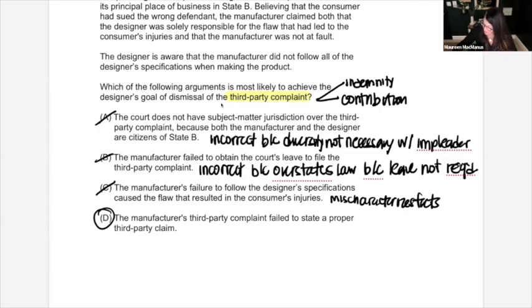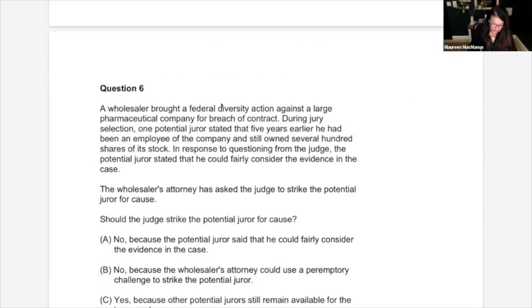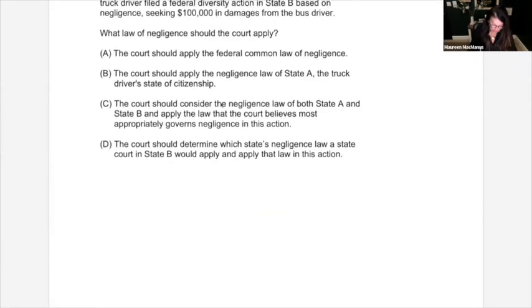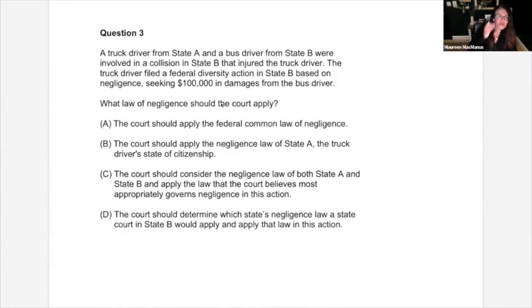All right, now we are going to go ahead on some of the lesser frequently tested topics. So we're going to look at law applied by federal courts, jury trials, appeals, and then verdicts and judgments last. So you're going to go down to question 3. Here it says, what law of negligence should the court apply? So that is a big hint. You will get used to seeing this when you get used to seeing law applied by federal courts questions.